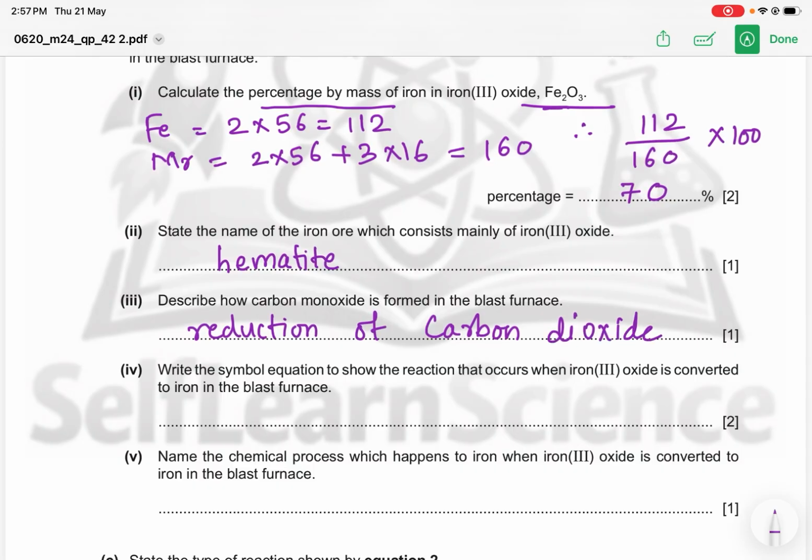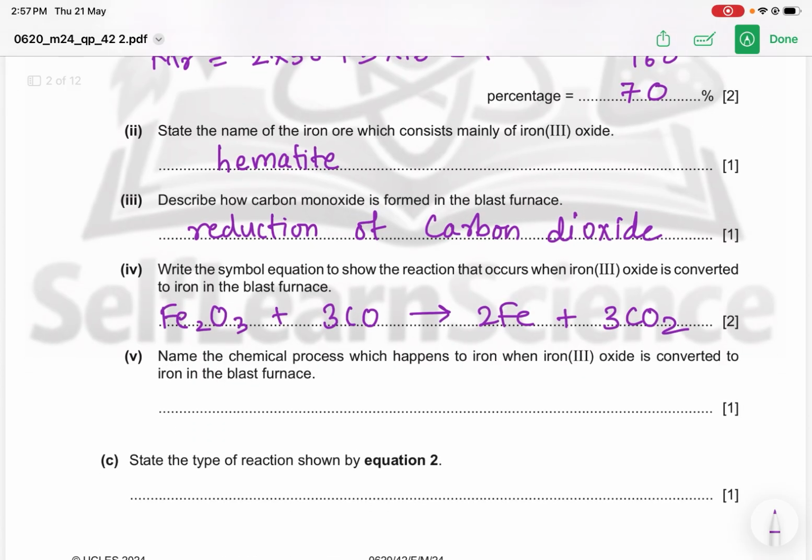Next, write the symbolic equation for the reaction that occurs when iron 3 oxide is converted to iron in the blast furnace. This is an important reaction. Many times it is being asked. So, Fe2O3 plus 3CO will give me 2Fe plus 3CO2. Next, name the chemical process which happens to iron when iron 3 oxide is converted to iron in the blast furnace. So here we are using carbon or carbon monoxide, and this method used is known as reduction method.